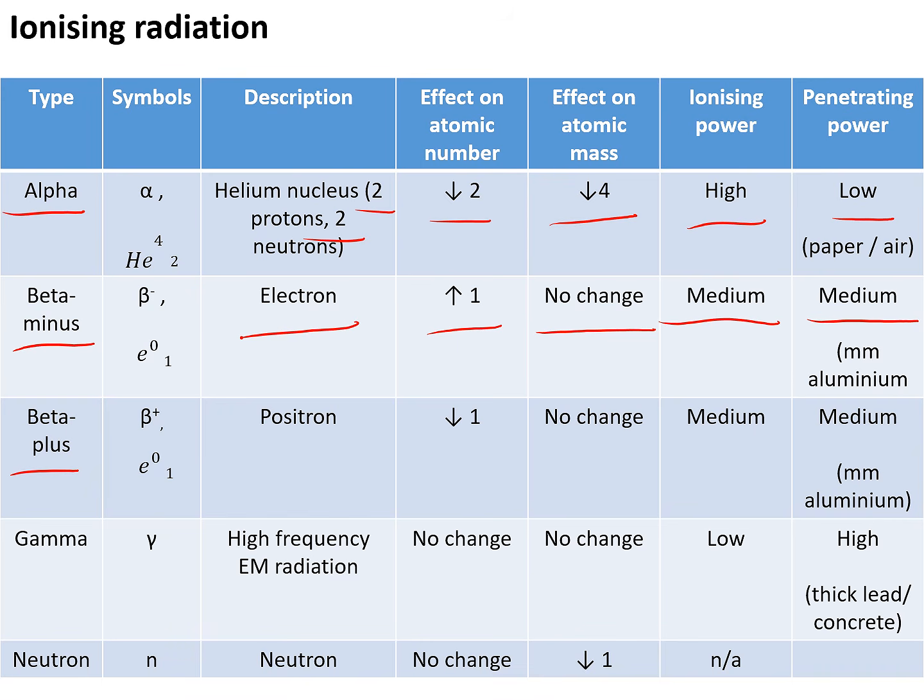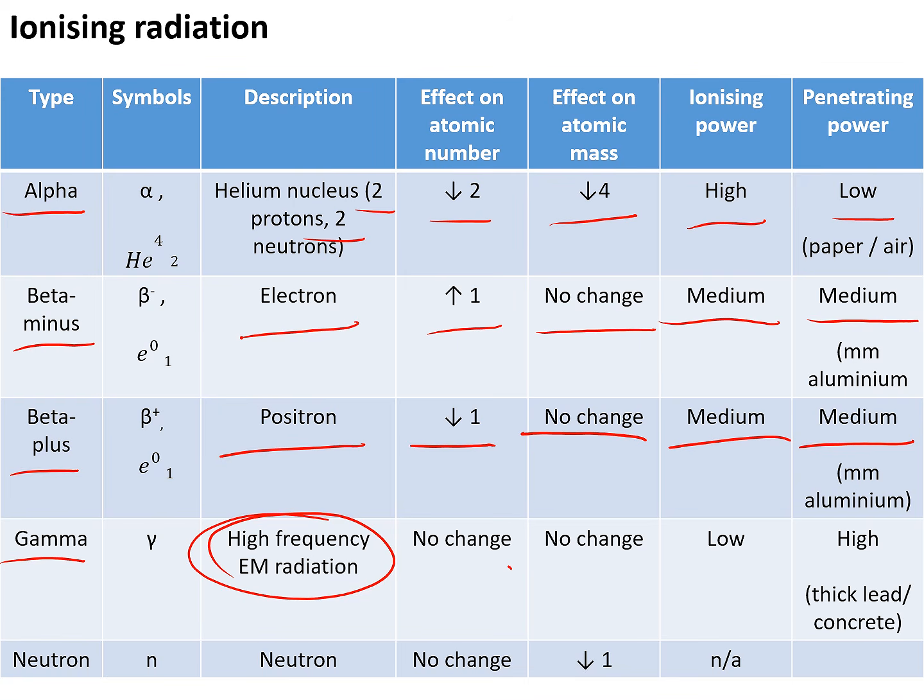Beta plus radiation is made of positrons. It makes the atomic number go down by 1. It has no change on the atomic mass, has medium ionizing power, medium penetrating power. Gamma radiation is very high frequency electromagnetic radiation, so it does not change the atomic number, does not change the atomic mass. It has low ionizing power but very high penetrating power. It can be stopped only by lead or thick concrete. And finally, neutron radiation is a neutron. It does not change the atomic mass but does reduce the atomic number by 1.